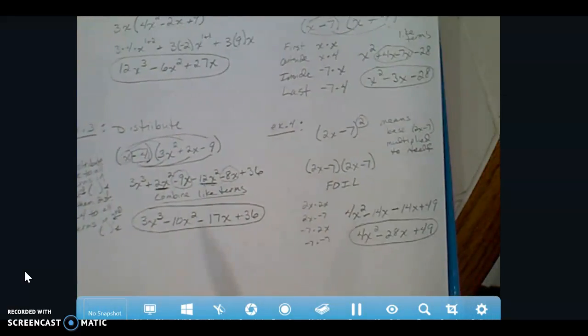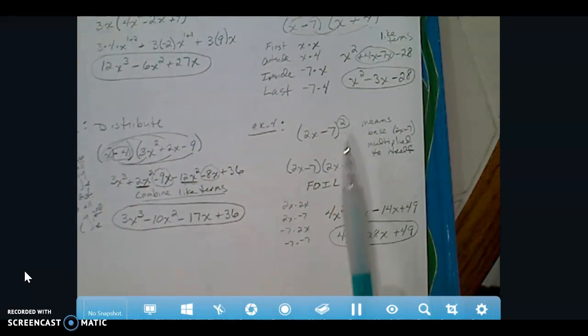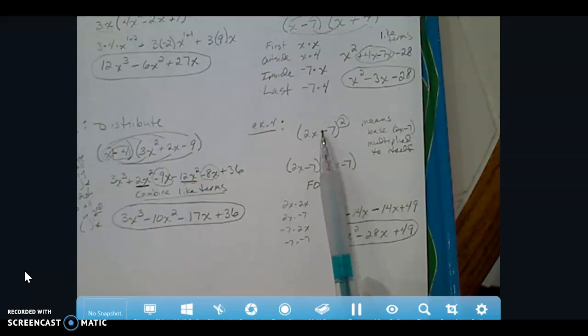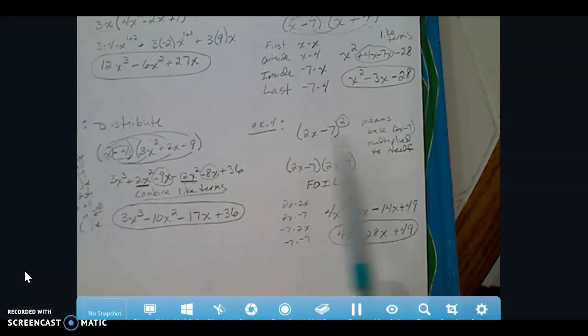The last example here, example 4, just be careful when you see this exponent on the outside. You can't use your rules of exponents because that only applies if you have multiplication and division inside, not when you have addition or subtraction inside. So what this means is take the base, 2x minus 7, and multiply it to itself twice.